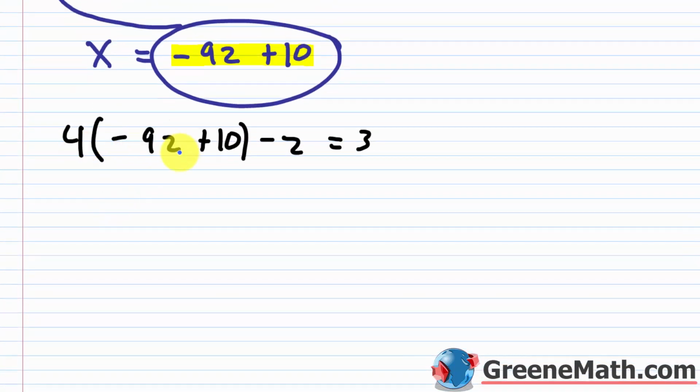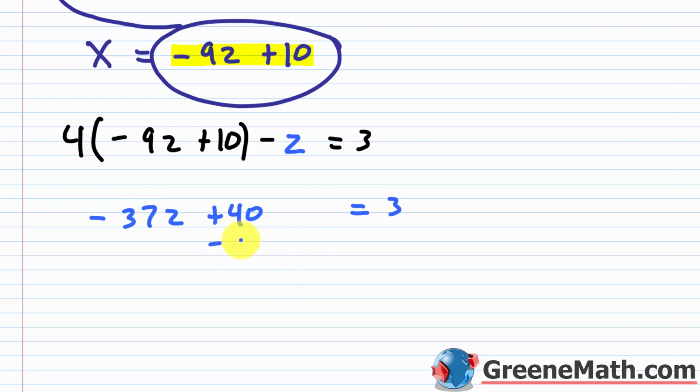So 4 times negative 9z is minus 36z. Then 4 times 10 is 40, so plus 40. Then minus z, okay, and that kind of looks like a 2, so let me make that more clear. And this equals 3, okay? So we have negative 36z minus z, that's negative 37z. Let me get rid of that.